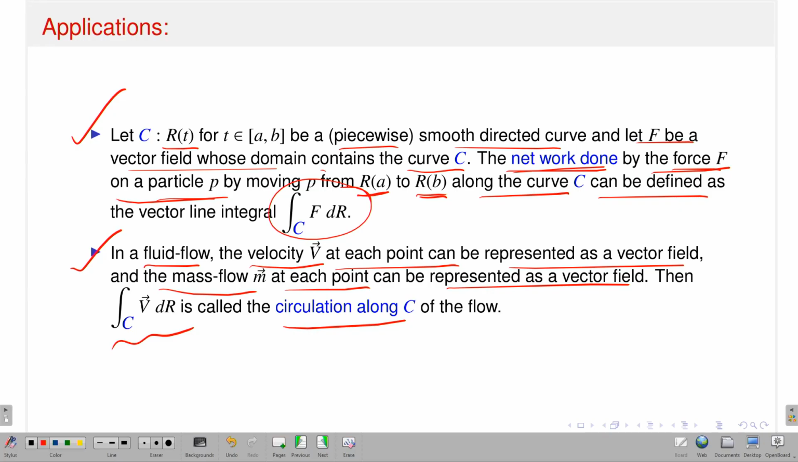So if I have a fluid flow, if I have the velocity vector v at each point, that can be represented as a vector field, and the mass flow m at each point also represented as a vector field, then the corresponding vector line integral of v over C is actually called the circulation along C of the flow.